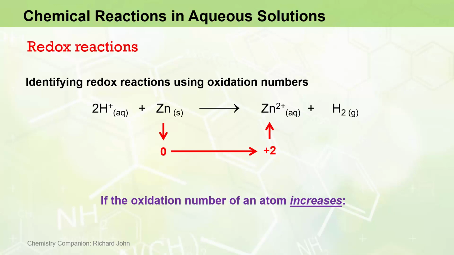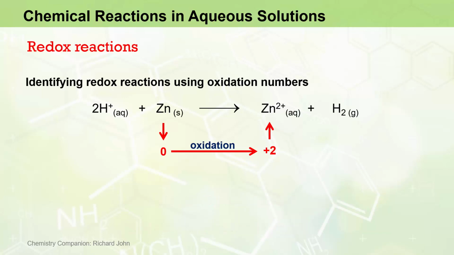If the oxidation number of an atom increases during a chemical reaction, that atom is said to have undergone oxidation. And it's important to remember this. An increase in the oxidation number for an atom going from the left-hand side of the equation to the right-hand side of the equation means that that atom has undergone oxidation.